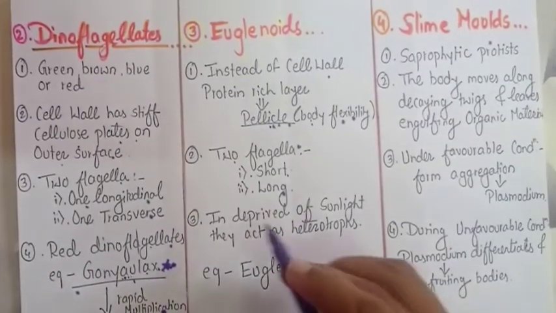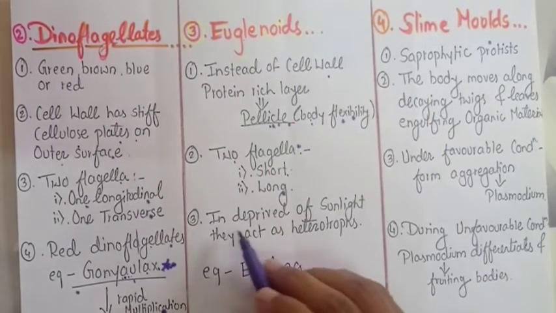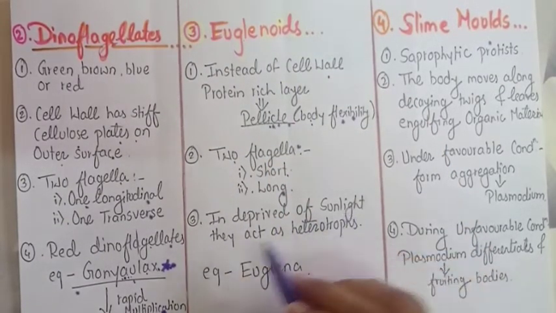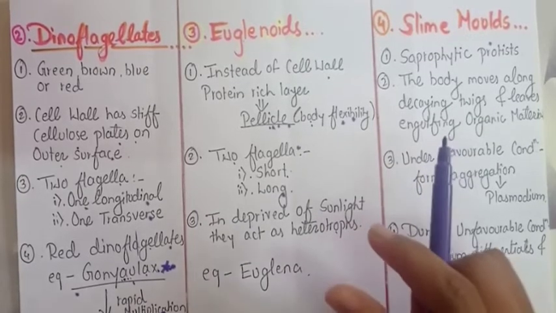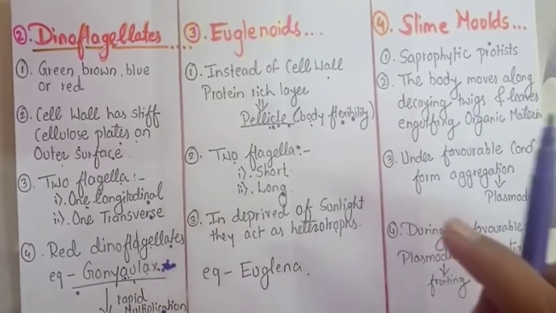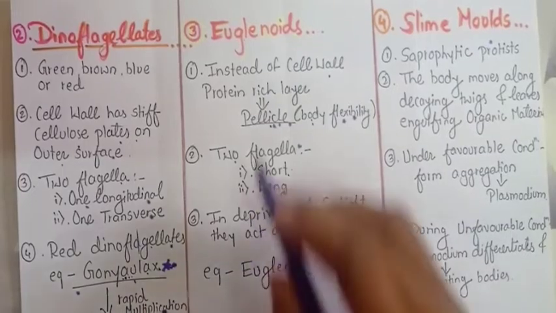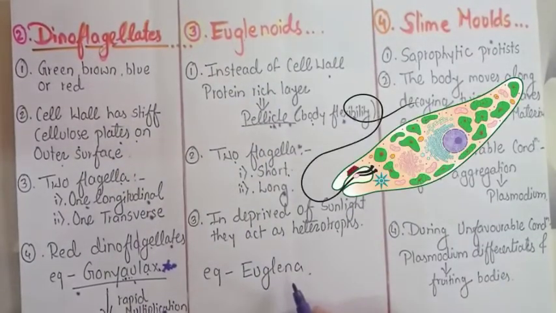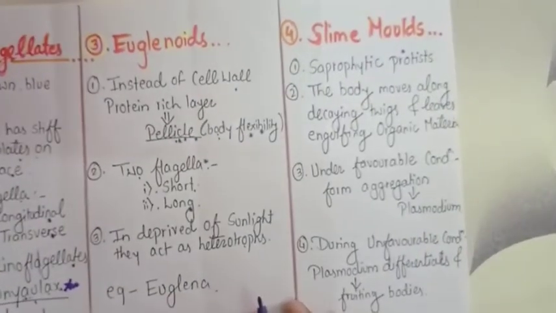Now, the third point that we have to remember in euglenoids is that when deprived of sunlight, they act as heterotrophs. They are mainly autotrophs, but if sunlight is absent, they may also act as heterotrophs. An example of the euglenoids is Euglena. Now, next will be the slime mould.